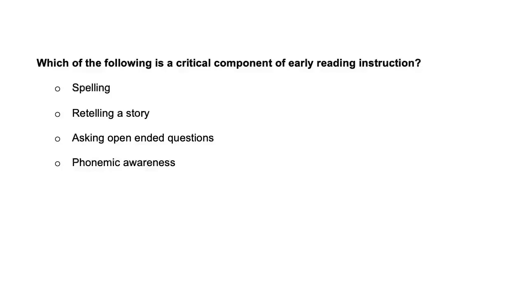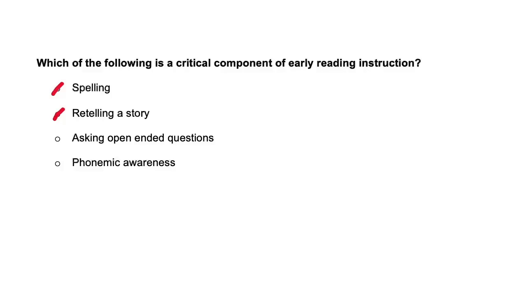Which of the following is a critical component of early reading instruction? Is it spelling, retelling a story, asking open-ended questions, or phonemic awareness? Let's examine the options and eliminate the incorrect ones first. We can begin by eliminating spelling. Spelling is a literacy skill, but it develops later, typically after students have a firm grasp on decoding and encoding language. It is important, but not foundational to early reading.